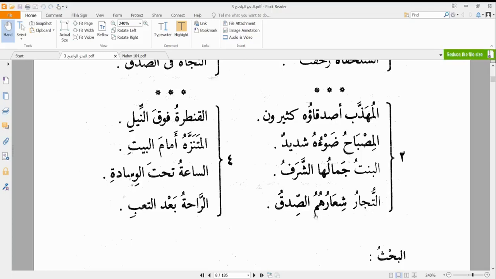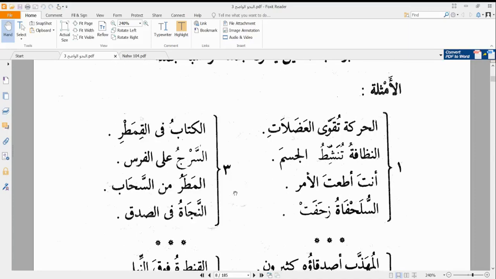At-tujaru shi'aruhum as-sidiku. The merchants or the traders, their motto is truthfulness. So we can see in this case our domir that is pointing back is now plural, because at-tujaru is a jam', a plural. So we have the same thing. Our mubtada is at-tujaru, and our khabar is the jumla ismiyya shi'aruhum as-sidiku.